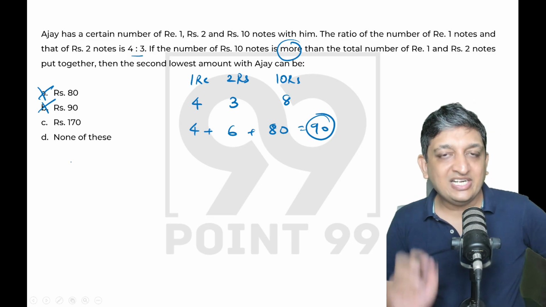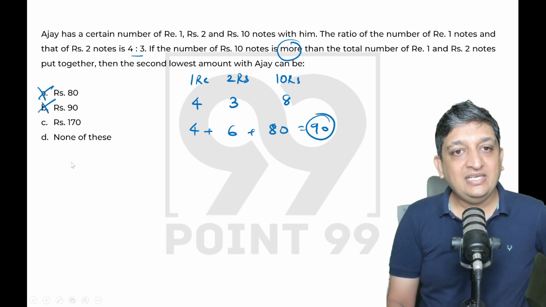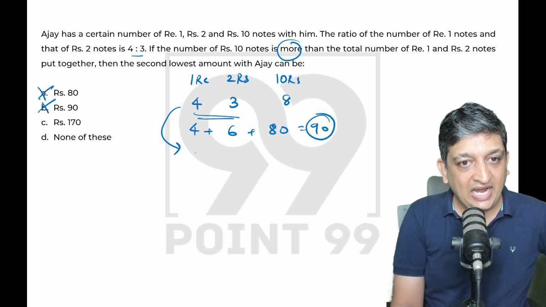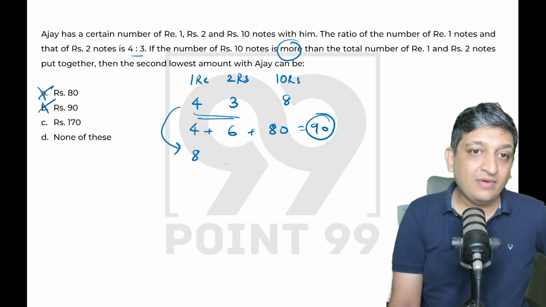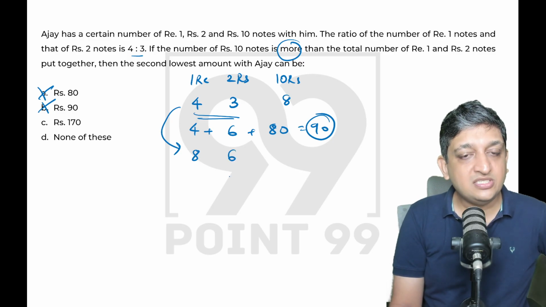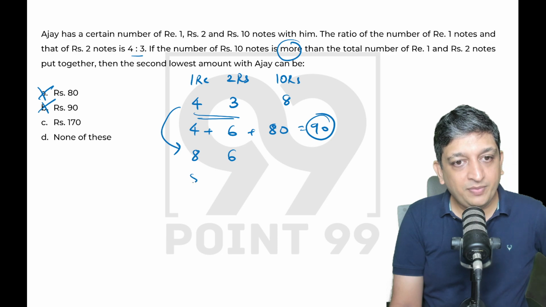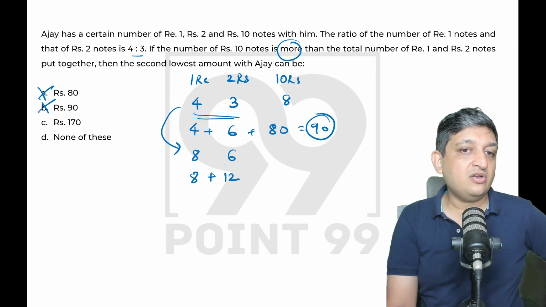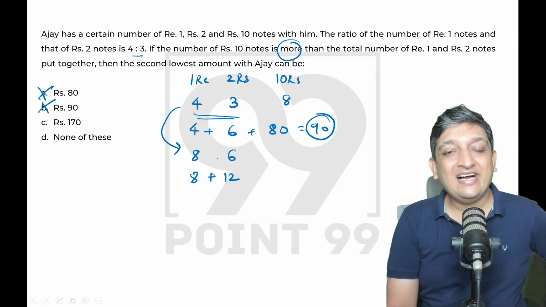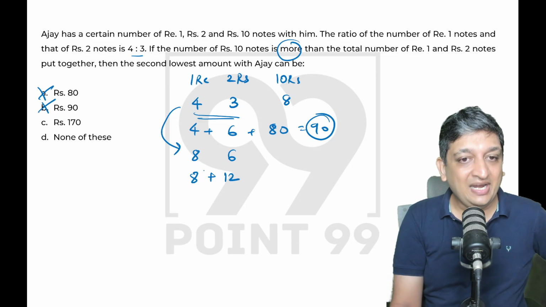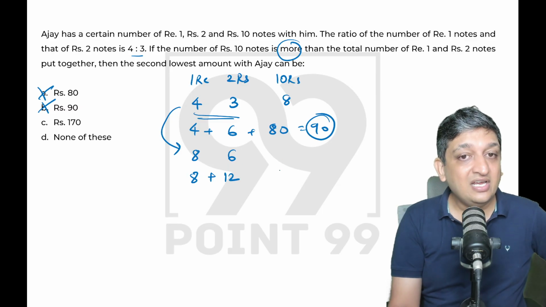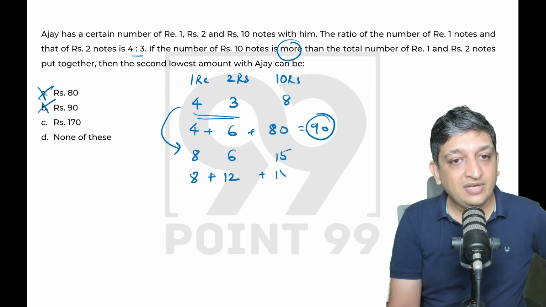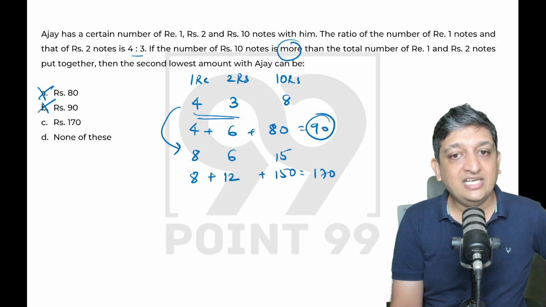Now there is a small trap in this question. Some people might think that, okay, 4:3 is the ratio that we have, let's double it. And then you will say that let there be 8 1 rupee notes and 6 2 rupees notes. Now what will happen? 8 1 rupee notes will contribute value equals 8, 6 2 rupees notes will amount to 12 rupees in total, and because there are 14 notes here, the number of 10 rupees notes has to be at least 15. So I am going to get 8 plus 12 plus 150, that is 170.